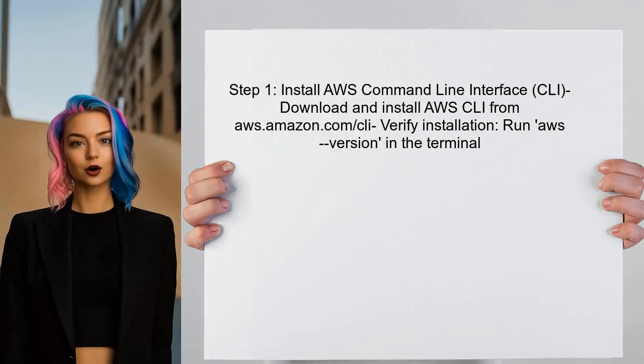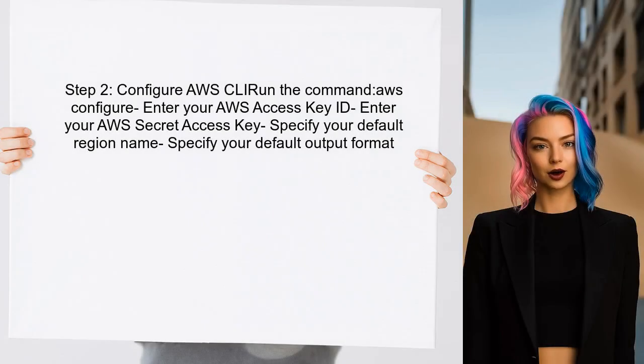To list all resources in AWS, the user should start by installing the AWS command line interface, also known as AWS CLI. This tool allows for easy management of AWS services from the command line. Next, the user needs to configure the AWS CLI with their account credentials. This is done by running a simple command and entering the required information.